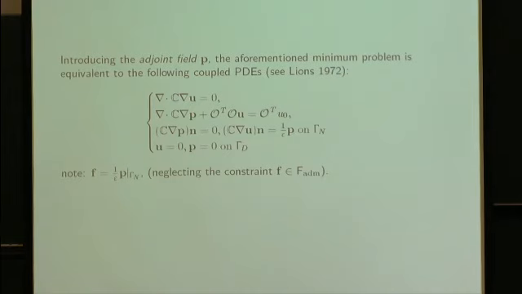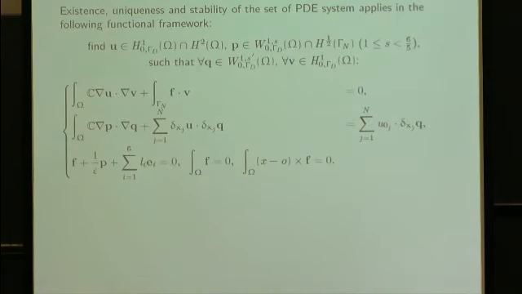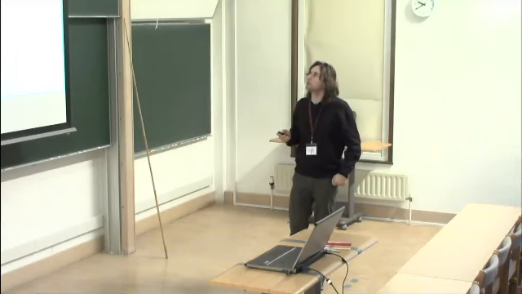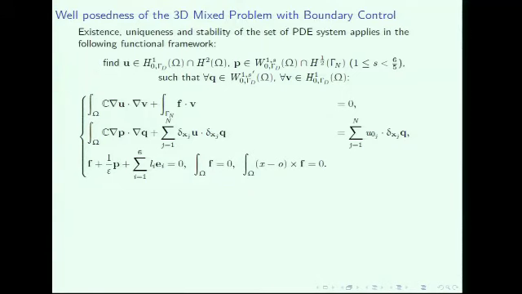For the moment we are neglecting constraints, but we will see them in a moment. As you can see, it's a couple of elliptic PDEs, and they are really implementable. So I rewrite this system in variational form, and for this system I can state our well-posedness results. In particular, I have found that the displacement belongs to H2, and the adjoint field belongs to W^{1,s} with s closer to 1, and the trace of the adjoint field belongs to H^{1/2} of the boundary.